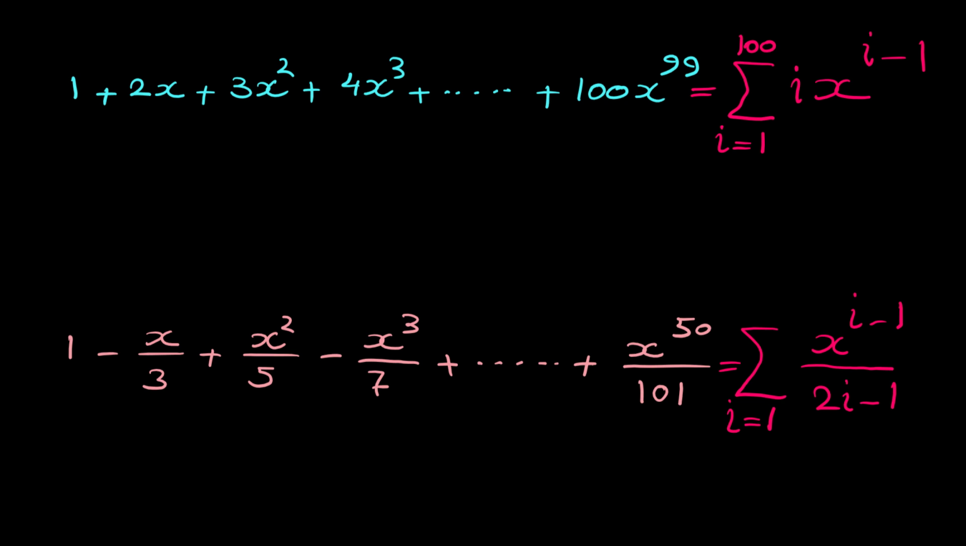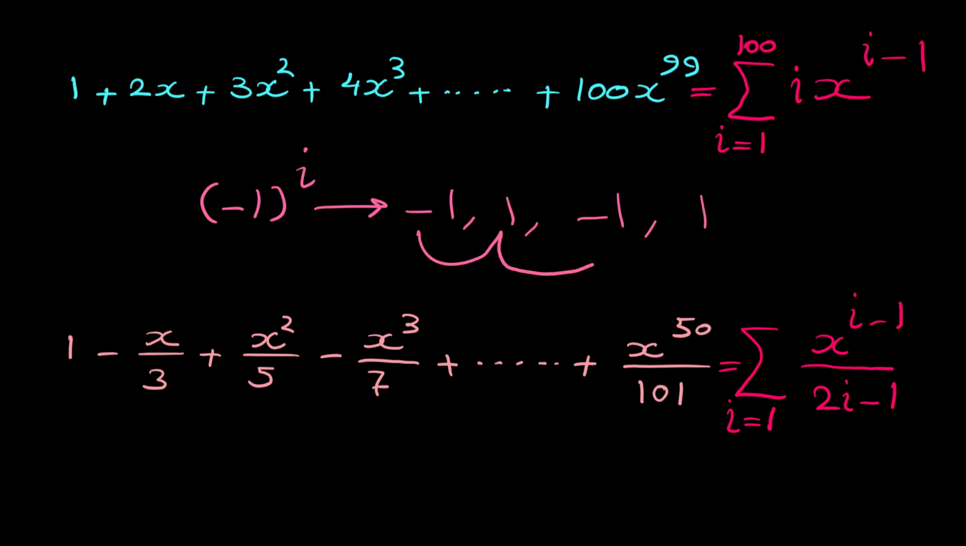Probably you are familiar with this sequence, negative 1 to the I. The terms of this sequence are negative 1, then 1, negative 1, 1, so alternatively positive, negative, and so on. And the starting value is negative. But here the starting value is positive, then negative, positive, and so on. How can we fix that?